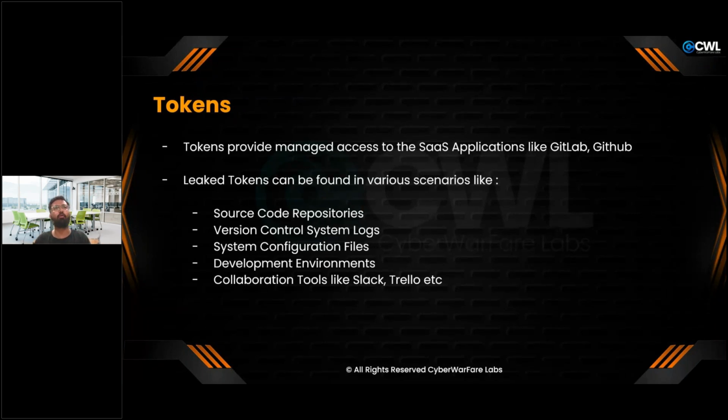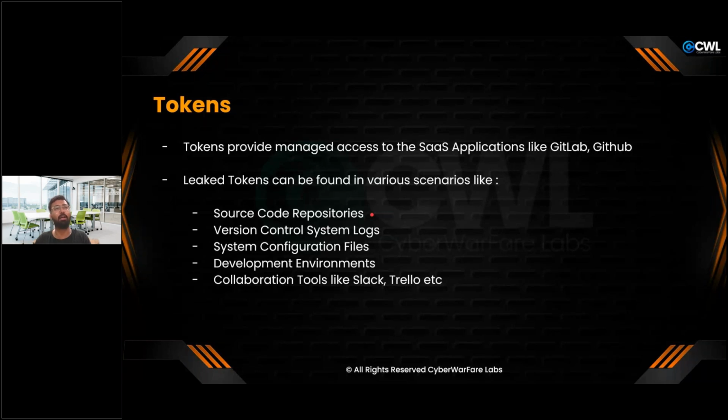So instead of hard coding the token, developers generally use this functionality to provide limited or fine-grained access in these scenarios. Now, leaked tokens can be found in various scenarios, like source code repositories. Let's say we're doing a red team assessment or pen testing in an organization, and we are just enumerating whatever open source things are present, right?